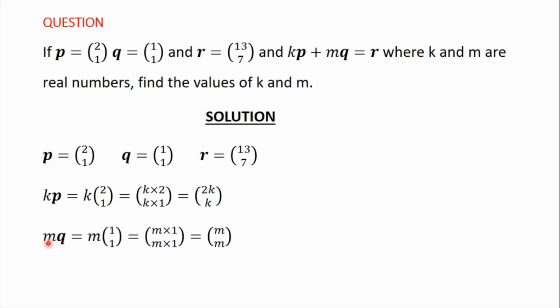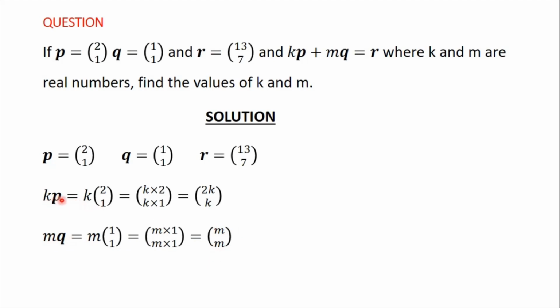mq means that we use the scalar m to multiply the vector q. We've learned how to use scalars to multiply vectors. So m times q, which is (1, 1). m will multiply 1, the x component, to give us m times 1, which is m. Then m will multiply 1 again, the y component, giving m times 1, which is m. So the vector mq is (m, m).